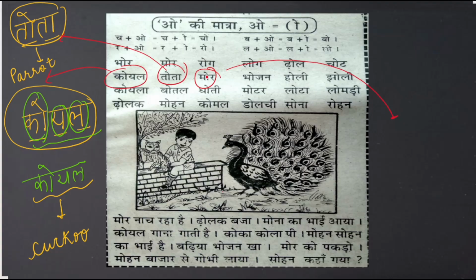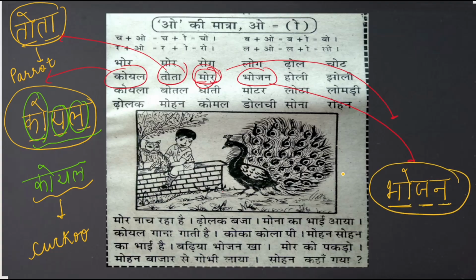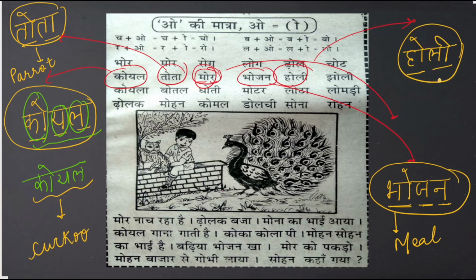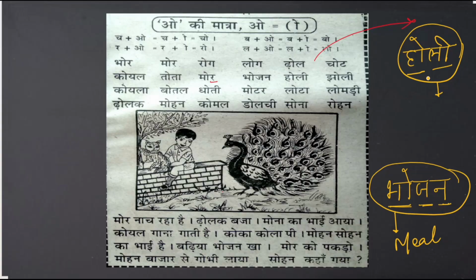And we have already seen this word. This is mor, which means peacock. This is bha and this is the matra of O, and this is ja and this is na. Now it became bhojan, which means food. Ha, the matra of O, and this is la, and this is the matra of badi e. Now it became holi. Holi is the festival of colors and is usually celebrated in India.